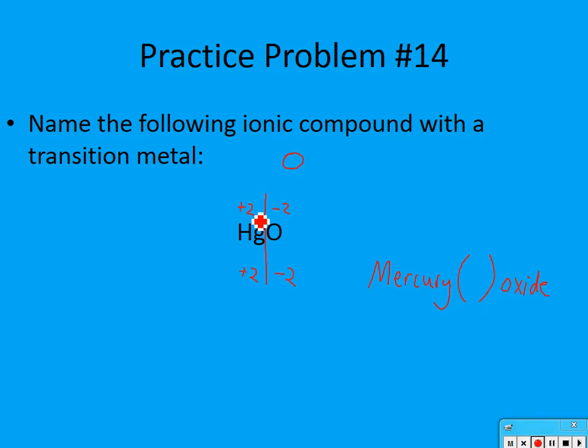How do you write 2 in Roman numerals? Yeah, just 2 lines down. Yep. So that compound would be called mercury 2 oxide, and that's how a chemist would say it, mercury 2 oxide. All right, very good. Let's try one more. Okay, it says name the following ionic compound with a transition metal.